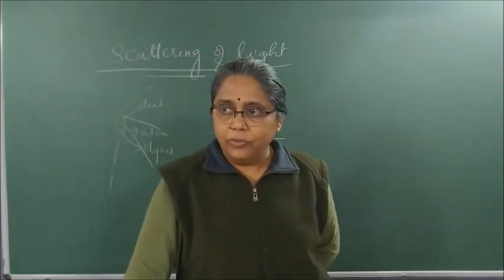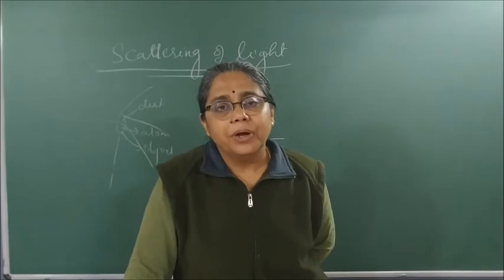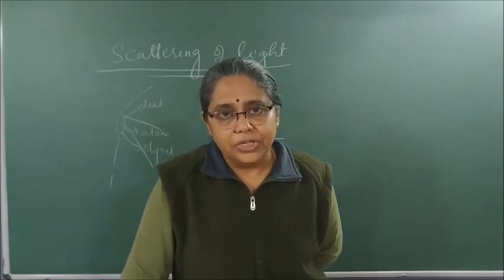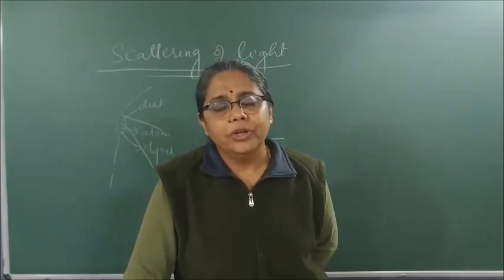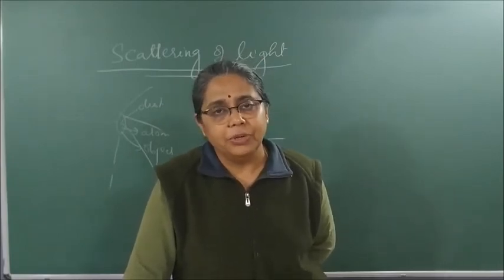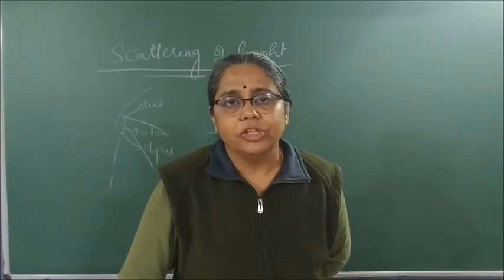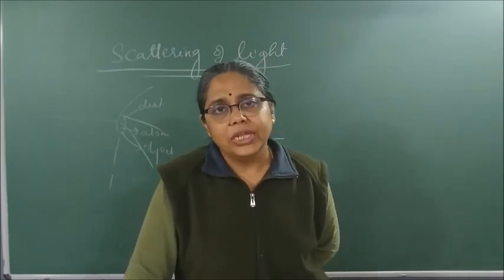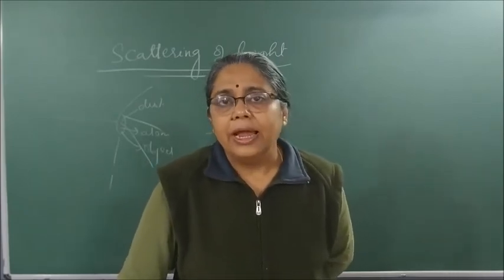Clear on all three questions in this part? The first part was: why is the color of the sky blue? The atmosphere has particles which are smaller than the wavelength of visible light. These particles, which are smaller in size, will always scatter light of shorter wavelength, and hence we see the blue color of the light.